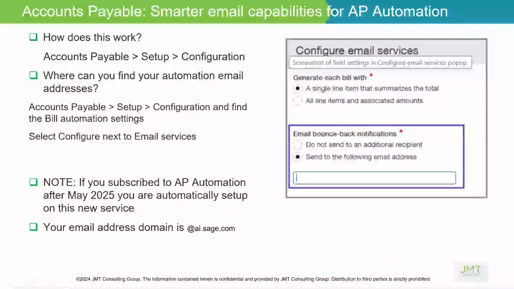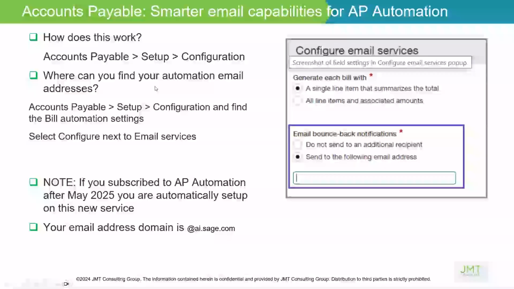And if you want to make use of that, first, let me make note of the bottom note. If you subscribe to AP Automation after May of this year, you are already set up on this new service. And all you have to do to check if you are on this new service is see that your email address domain is ai.sage.com, whatever the beginning part is.